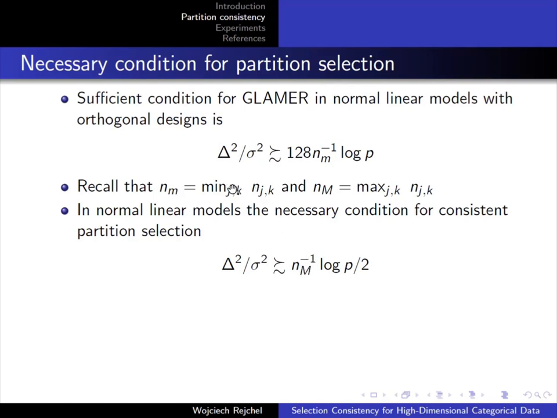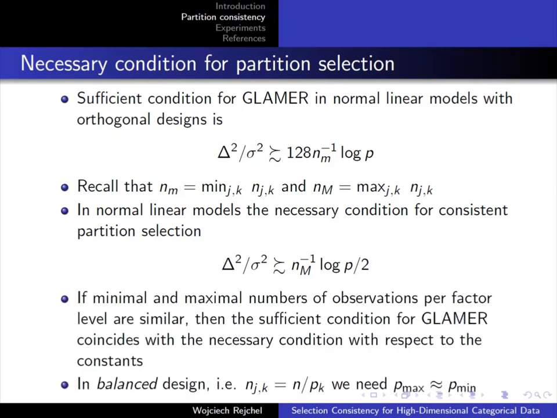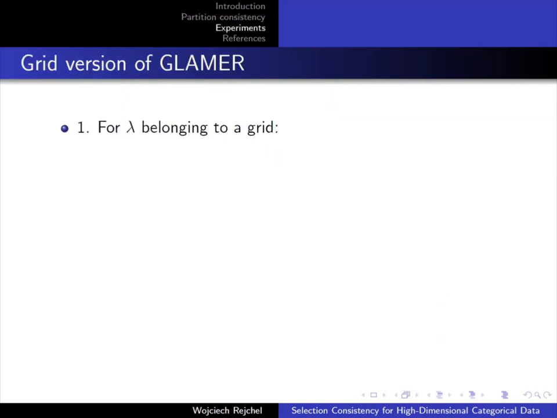The inverse, here we've got the minimum number per level. But one could ask, is it possible that these two conditions are similar with respect to constants? If your design is regular, for instance, if it is balanced and if the maximum number of levels is similar to the minimum number of levels among each factor, then these two would be very close to each other, of course, with respect to the constants. Okay, I think this was the last theoretical slide.